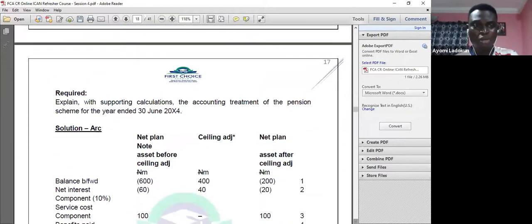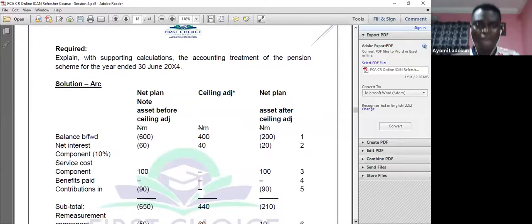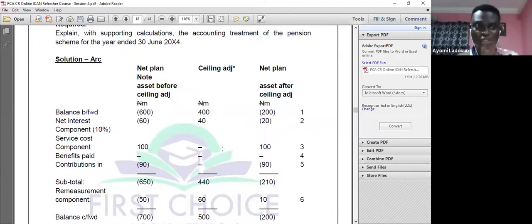Then he said, explain with supporting calculations how to account for the pension scheme. So I bring my brought forward here, you bring the net position here, just like we have been doing. You have your net interest component. How did you do that? Your 10%. Can you remember? But don't forget that this is now negative, can you see it? Because it's an asset. It's a negative. So let us not be confused. It's a negative because it's an asset.